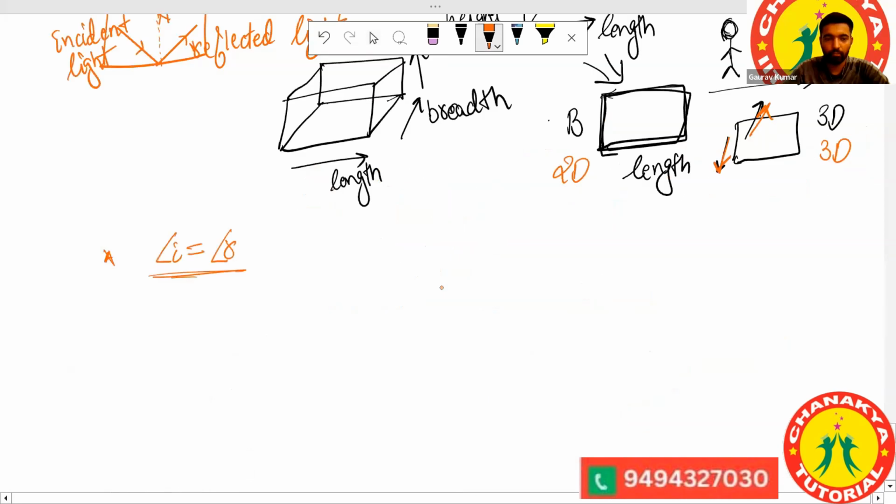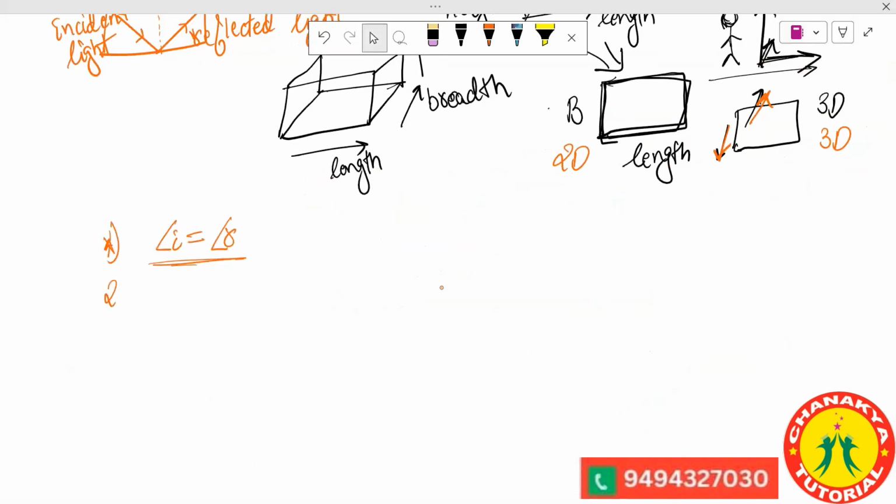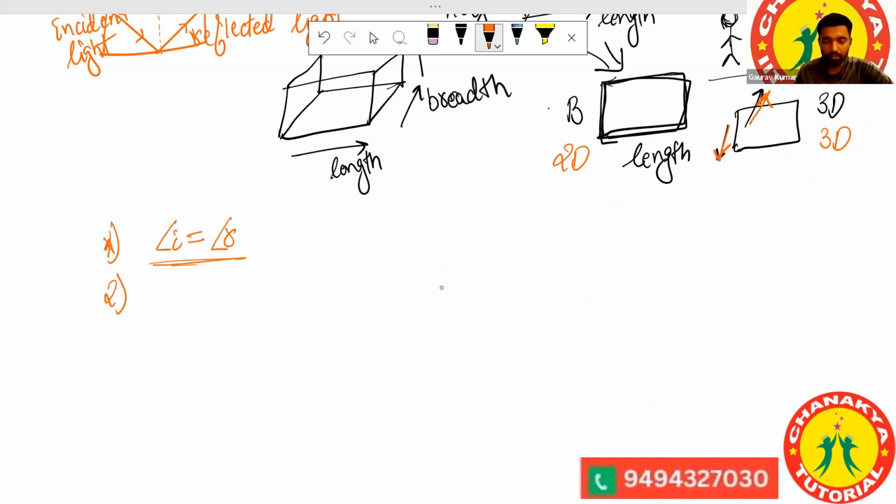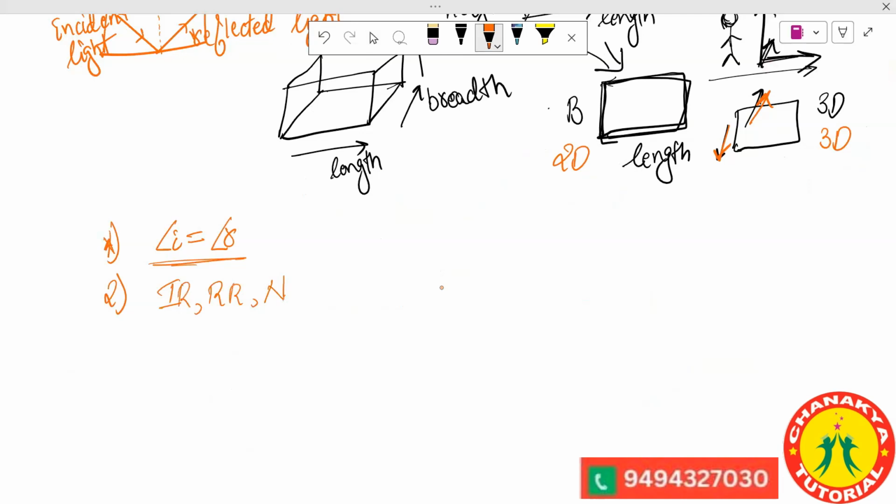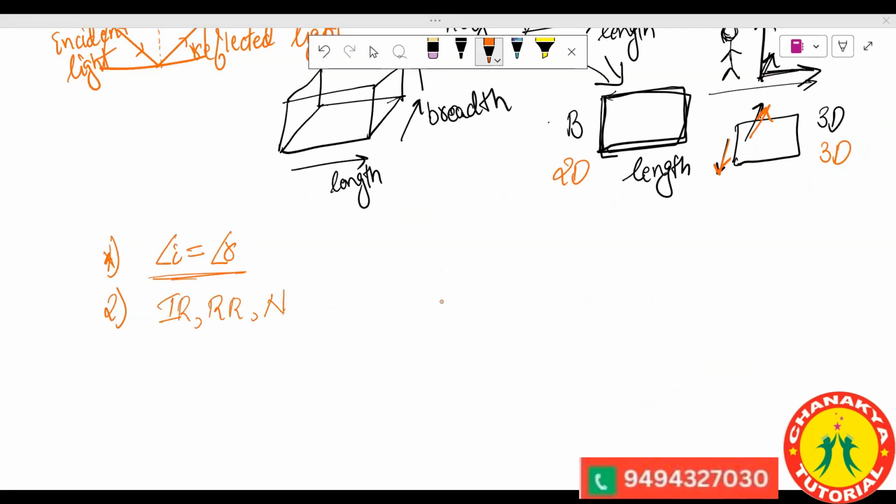And what is the second law? Sir, the incident ray, the reflected ray, and the normal all lie on the same plane. Yes. All of these, the incident ray, the reflected ray, and the normal to the surface, are lying in the same plane. Good. Any doubt in this? There is also the point of incidence. Sir, it is where the incident ray meets the surface. Yes, we can say this is the point of incidence.